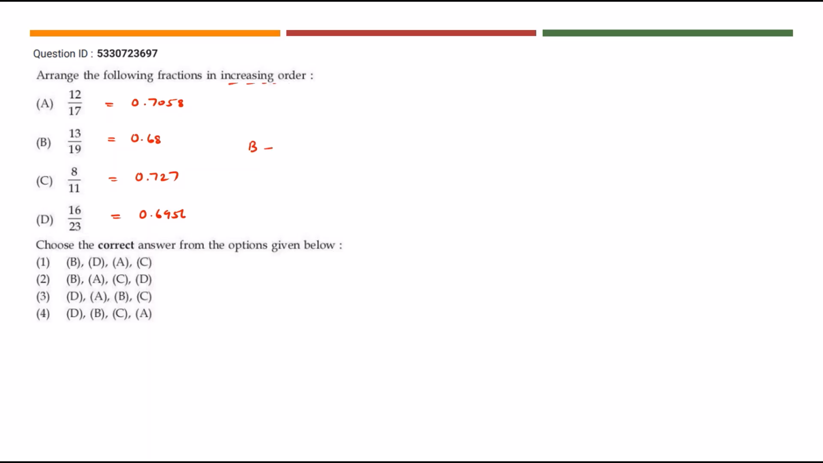B is least, then D comes next, then A comes next, and then C comes last. B, D, A, C. This is the increasing order. It is available in option number 1. Option number 1 will be the right answer.